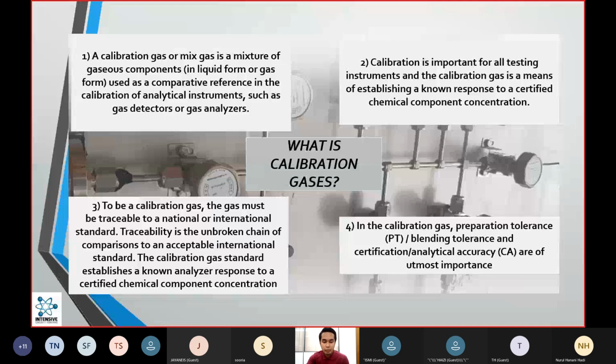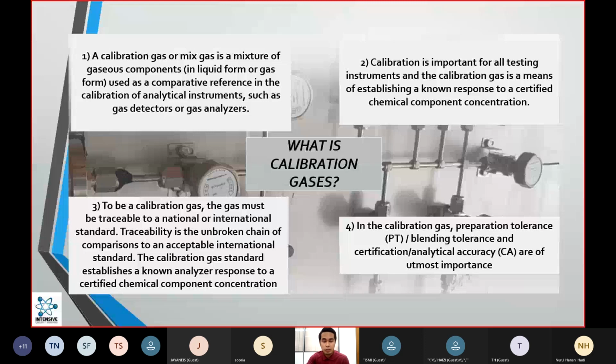Within time, gas detectors need to be calibrated. This is to make sure of the precision of the gas detector. Gas detectors need to be calibrated depending on the manufacturer's recommendation, maybe once a year or maybe twice a year. For every type of calibration gas, there will be a blending tolerance or preparation tolerance, and it must be within a range. This is to make sure that the analytical instrument is calibrated using the right quality of gases.